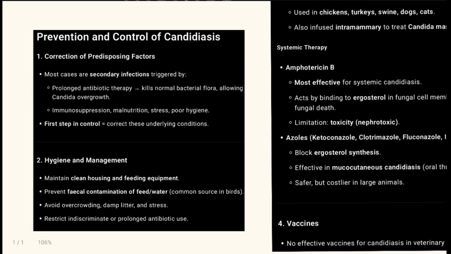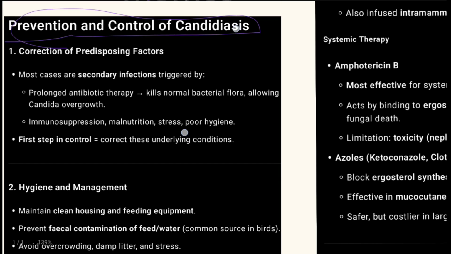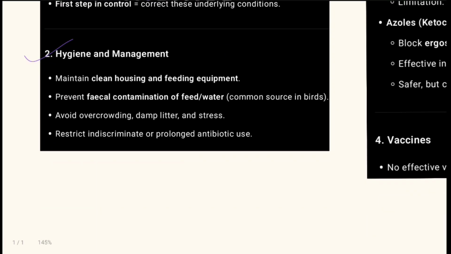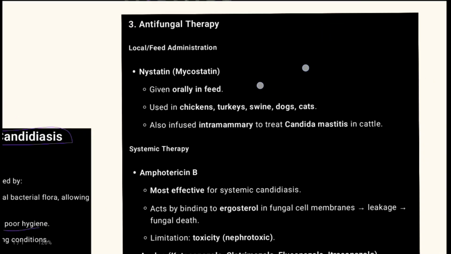Now this is the last part of the video, where we will discuss the prevention and control aspects of the disease. These are very simple things. Just try to correct the predisposing factors, such as not using prolonged antibiotic therapy, and treat immunosuppression, malnutrition, stress, and poor hygiene. On the hygiene and managemental side: clean housing, feeding, and avoiding fecal contamination. These are general points, and this is very important.